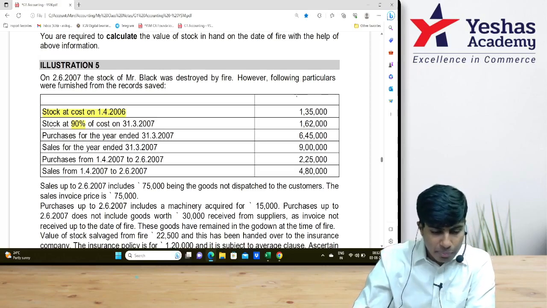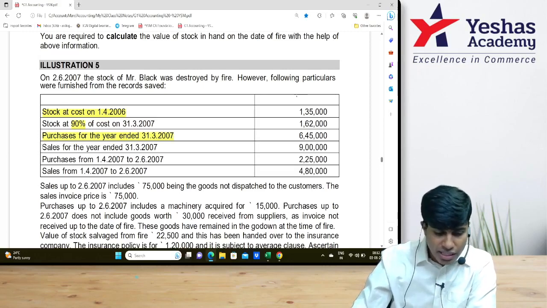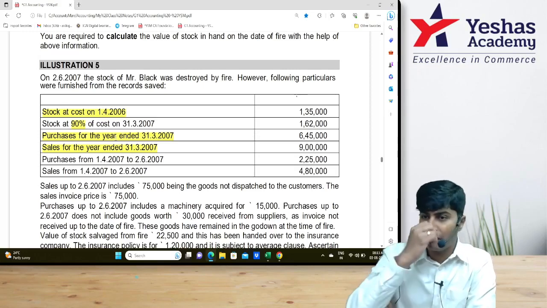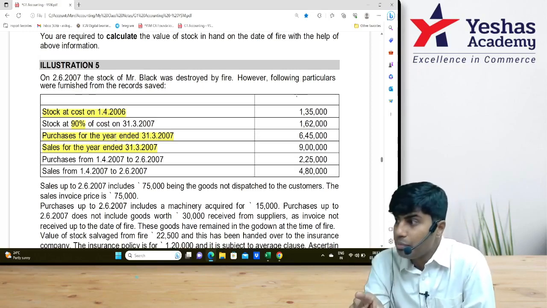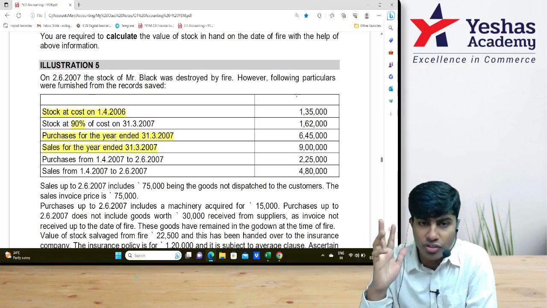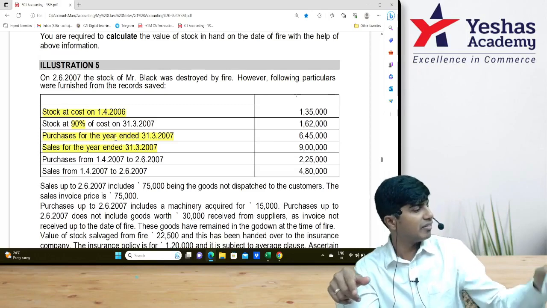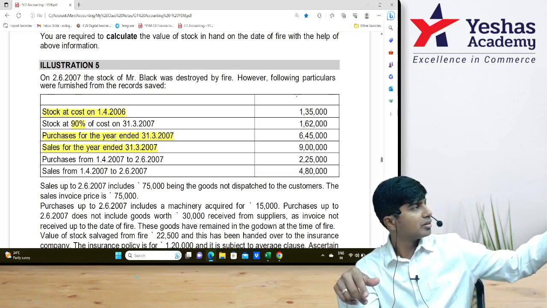Then purchases for the year ended 31st of March 2007. This is also previous year. Sales also they've given for previous year. So this much information we'll put and then find our GP for the previous year, if we have to find GP percentage for the current year and they've not given GP. If they've given GP percentage for the current year, then this entire data will be of no use to us. We'll ignore it. Do you agree with me?